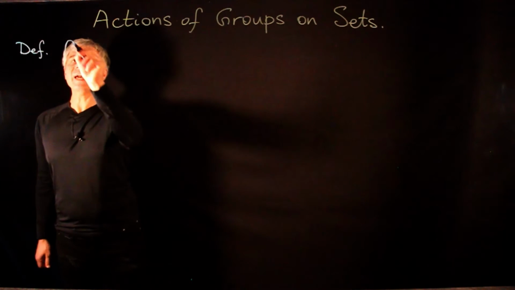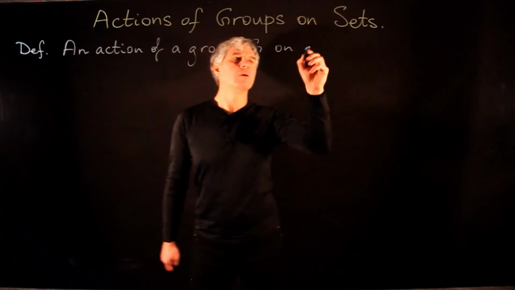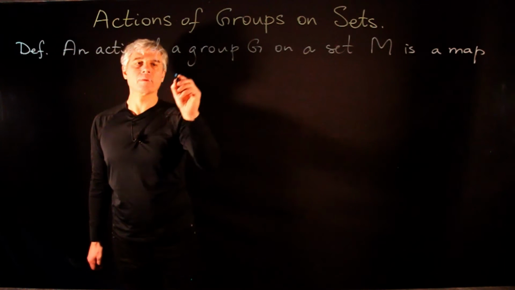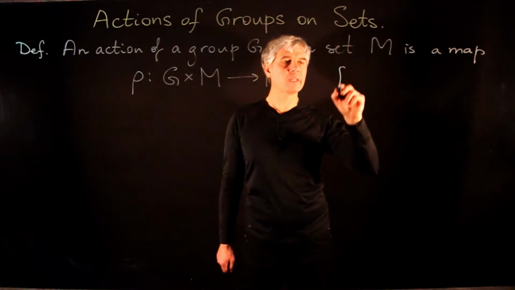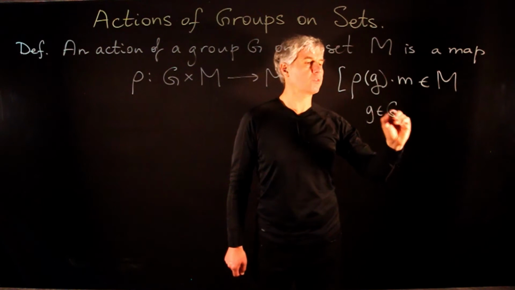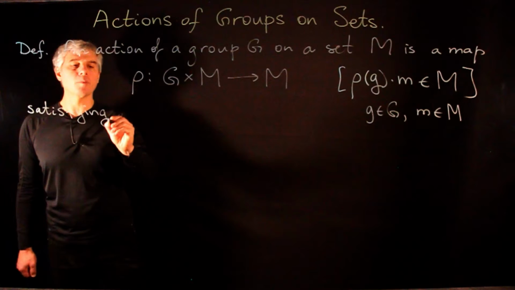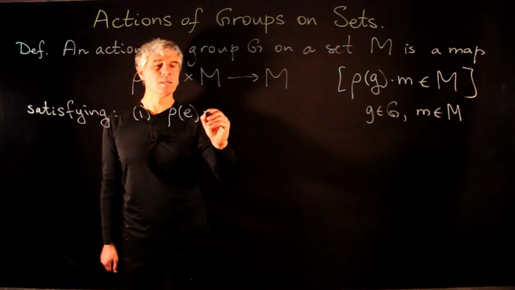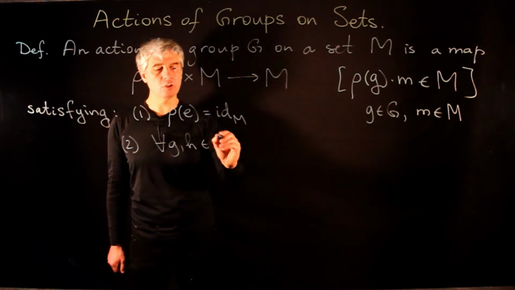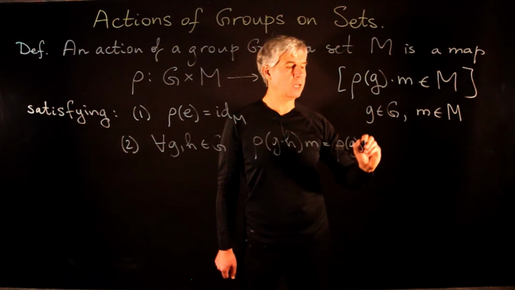Definition. An action of a group G on a set M is a map rho from G cross M to M, and the notation that we will use is rho of g acting on m. This will be an element from M. So here g is an element of the group and m is an element of the set. Satisfying two properties. One, rho of e is the identity on M, and two, for all g and h in G, rho of g times h acting on m is equal to rho of g acting on rho of h acting on m.